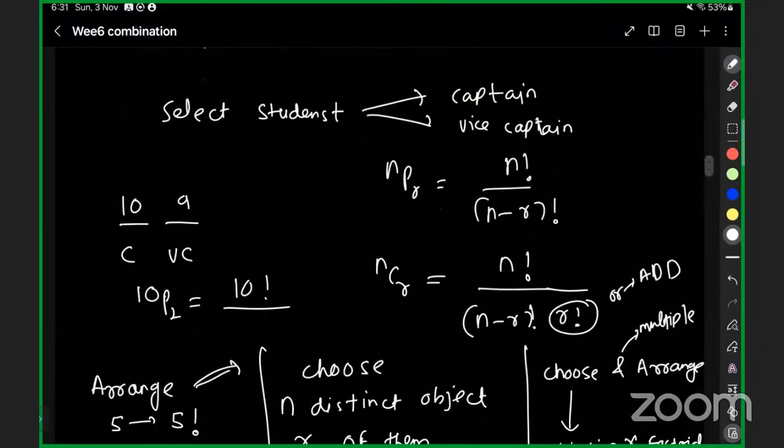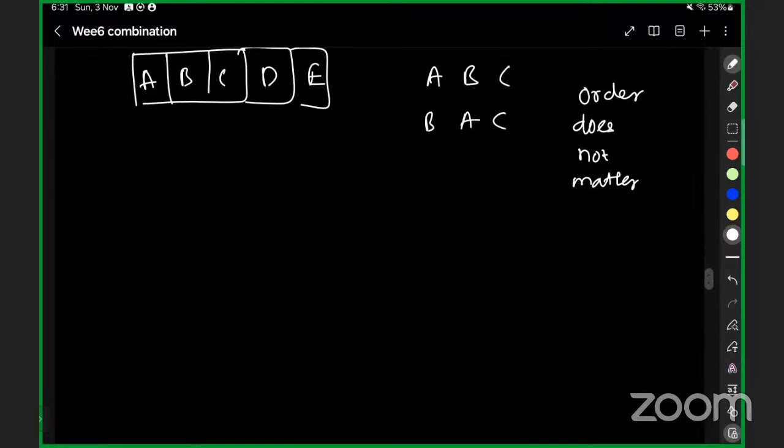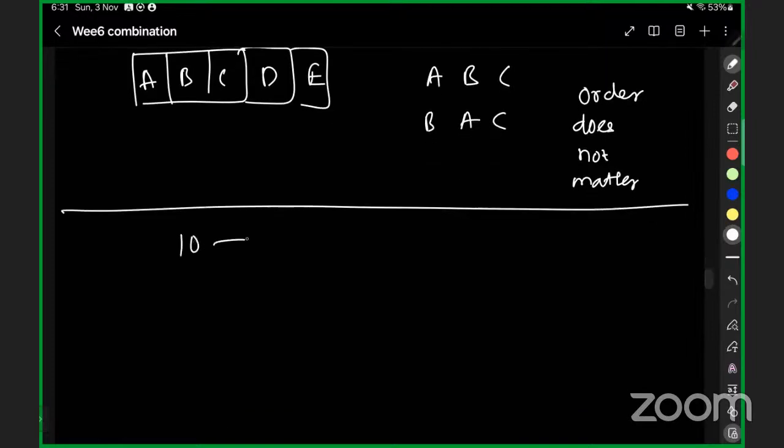So let's get back to the question. The question is, we have 10 students and we want to choose captain and vice captain. So what we can do is choose two. So 10C2, we can choose two, and then we can arrange them, right? Out of two, anyone can become captain or vice captain, so that is 2 factorial ways. And this is 10P2.